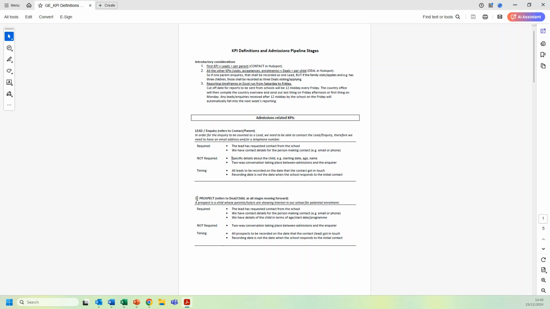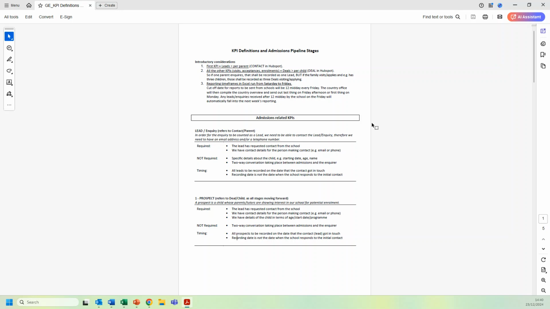Or if we look at the child, for example, the prospects, so the very first stage at which we create the child, the deal, what do we need to know? Well, of course, the parent needs to have contacted us and we need to have their contact details. And we also know something about the child, the name, the age, something, so that we know we can create the prospect on our system. The two-way conversation doesn't necessarily need to have happened already. And in terms of timing, same as above, please record them when the parent got in touch and not when we were able to contact the family.